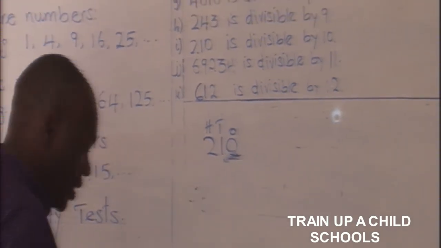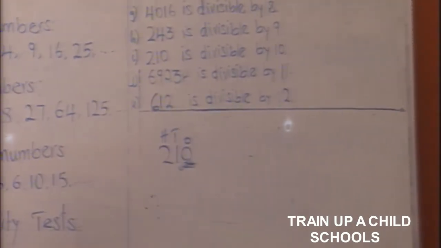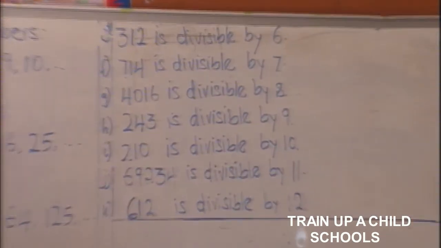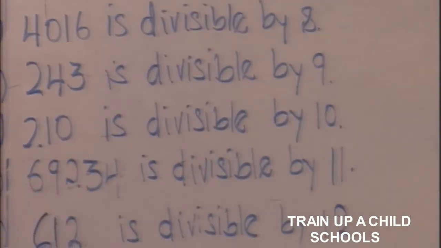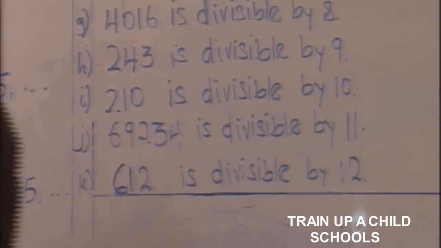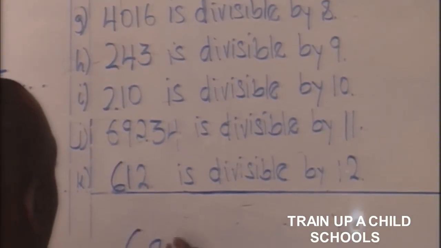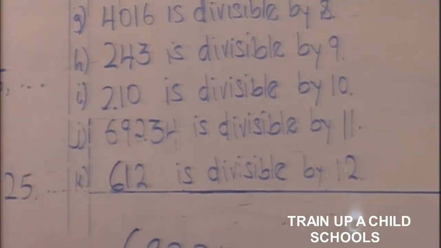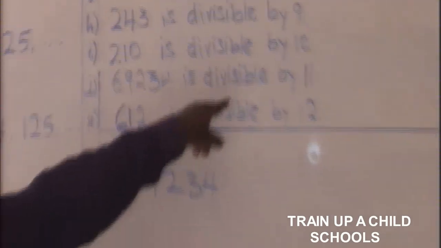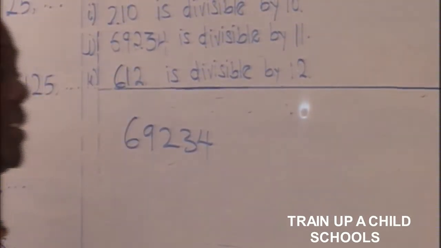After that, we go to the 11. Testing for 11 is as technical as that of 7. We've got 6, 9, 2, 3, 4. Without dividing, show if 69,234 is divisible by 11.